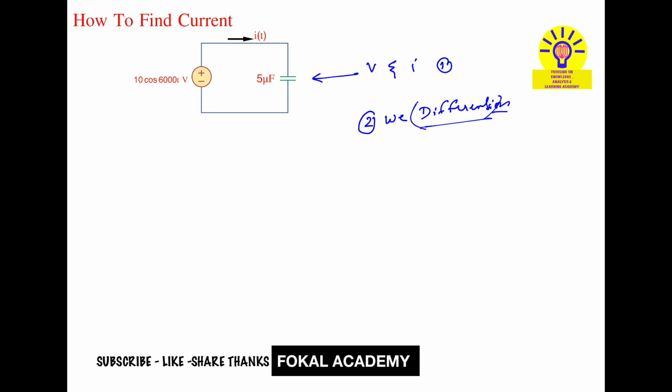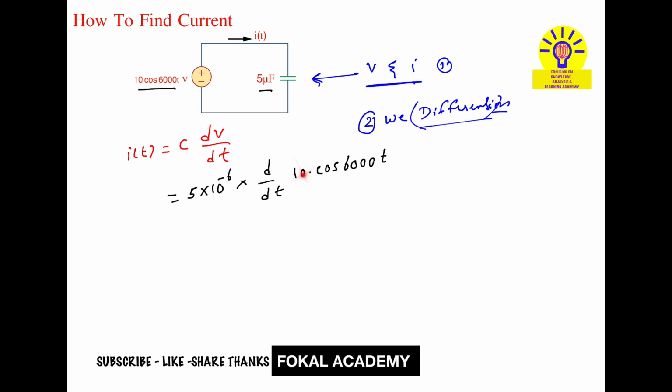So first of all, what is the relation between voltage and current for the capacitor? That is current i of t equals C into dV by dt. Now substitute the C value and V value here. That means the C value is multiplied and we differentiate the voltage equation with respect to t. So C is 5 microfarad, that is 5 into 10 power minus 6 into d by dt of the voltage function, which is given as 10 into cos of 6000 t.